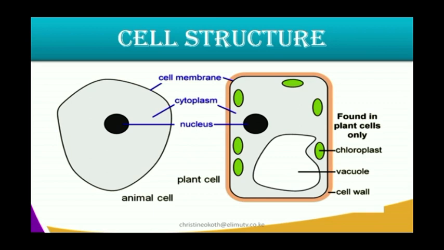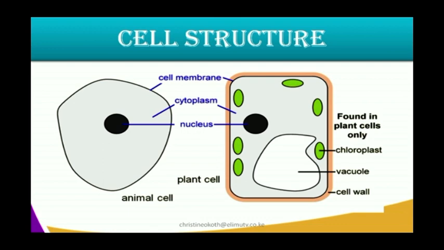Now, when you come to the plant, it has additional structures. For example, the chloroplast is only found in plants because it is the one responsible for the process of photosynthesis. That's why we say that plants are autotrophs, because they are in a position to synthesize their own food, whereas animals are heterotrophs because they do not have that green pigment we call chlorophyll. Therefore, they depend on plants and other organisms.